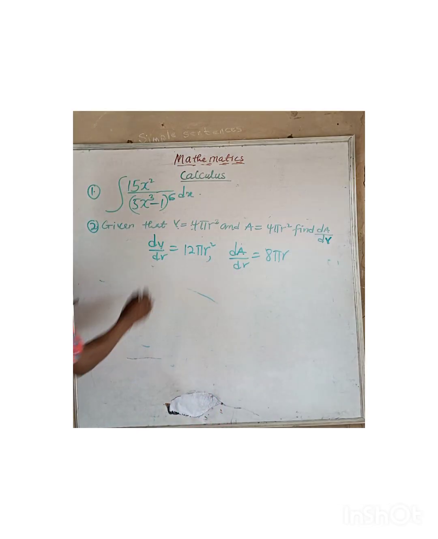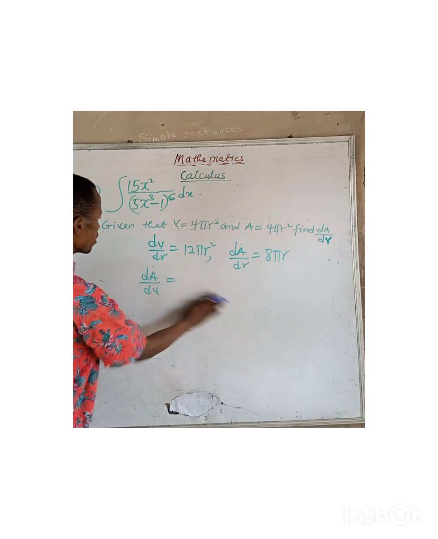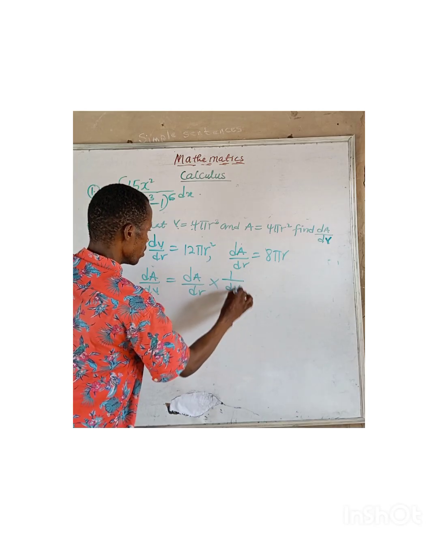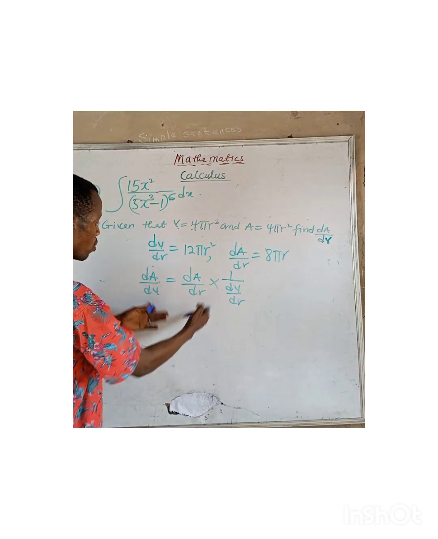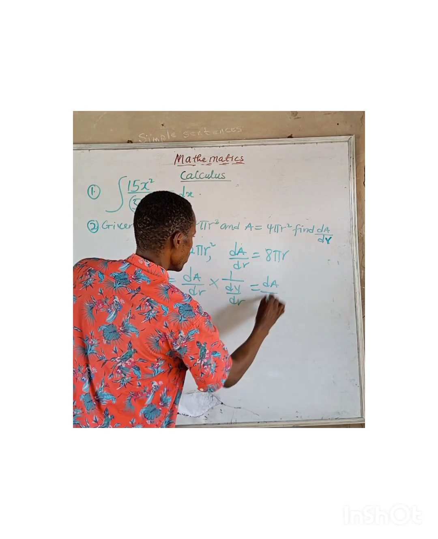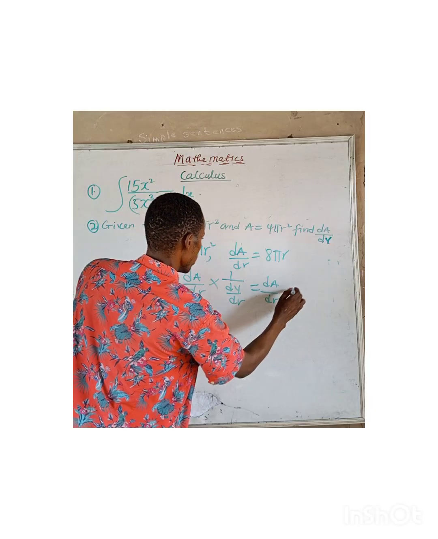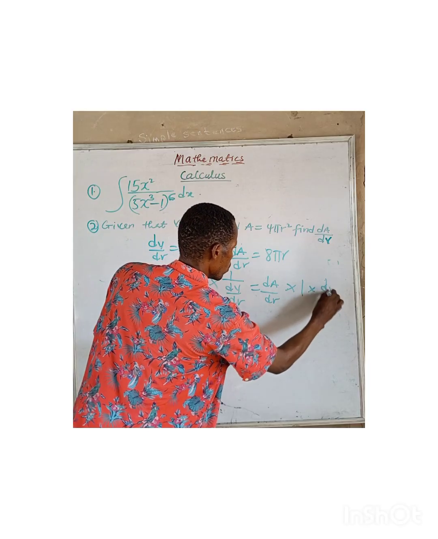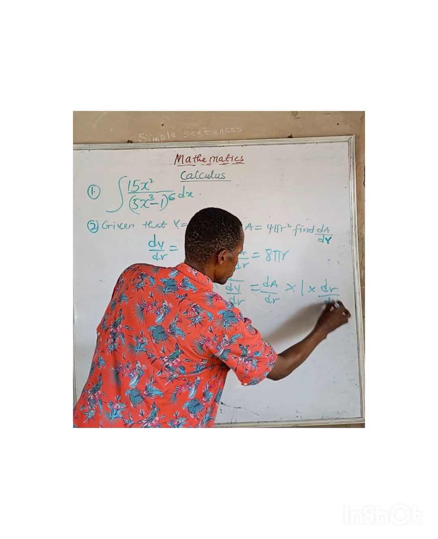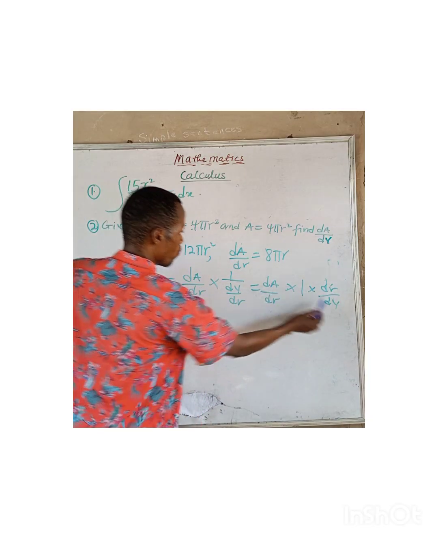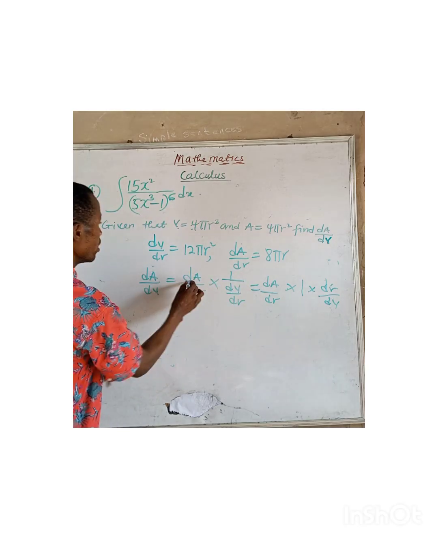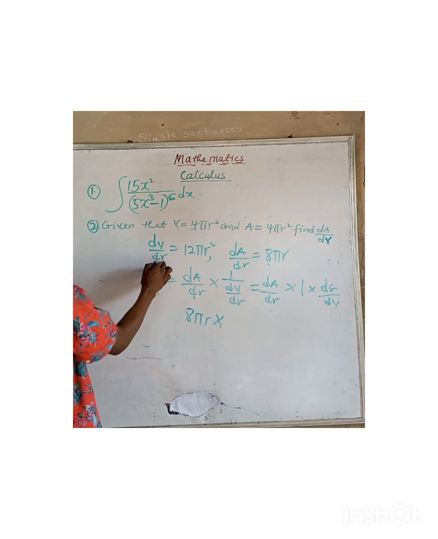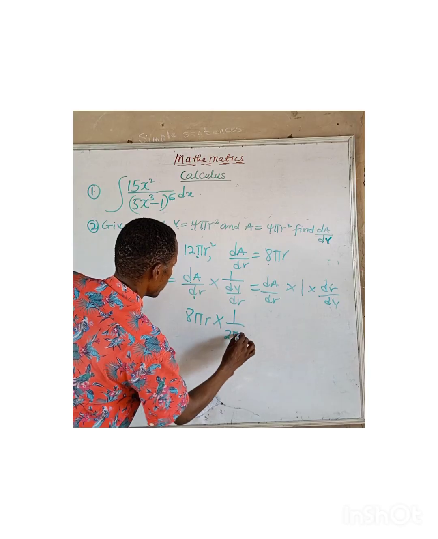So we have to find dA/dV. Our dA/dV is calculated as dA/dr multiplied by 1 over dV/dr. Of course, when we reverse this, it gives us dA/dr multiplied by dr over dV. So the dr cancels, and we have dA over dV equals dA over dV. So we can say dA/dr is 8 pi r multiplied by 1 over dV/dr, and this is our dV/dr, so 1 over 4 pi r squared.